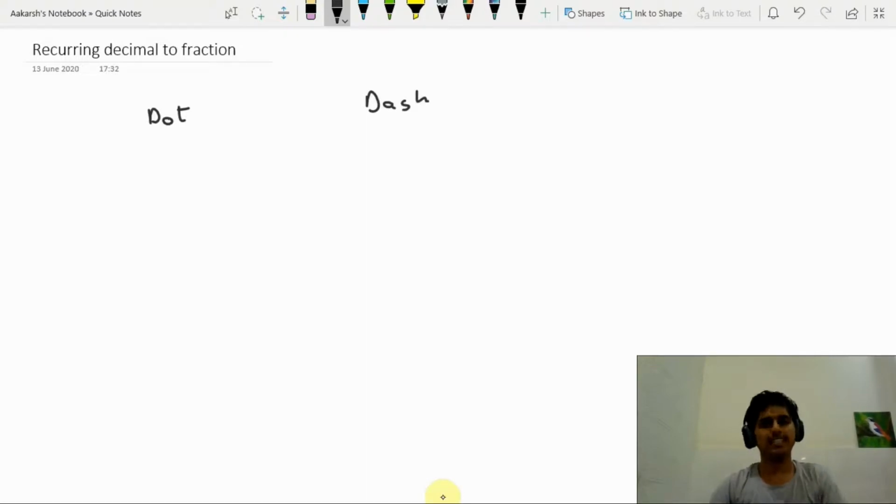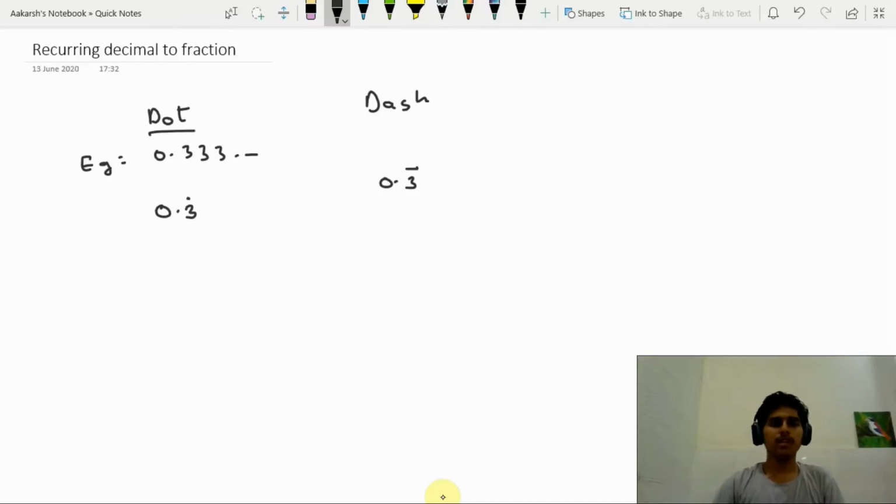So let's take an example. Suppose I have a number which is 0.333 recurring. In this dot notation, I'll write it as 0.3 with a dot on top of the 3. This dot represents that 3 is recurring. The digit 3 is being repeated. In dash notation, it's quite similar. All they do is replace this dot with a dash. So let's take another example to get a hang of it.